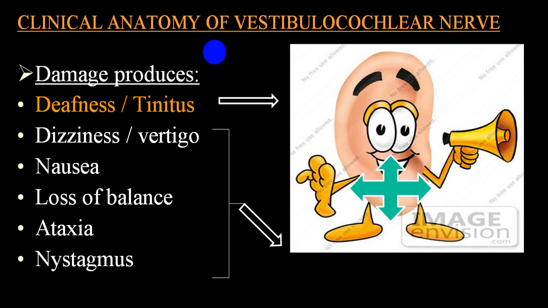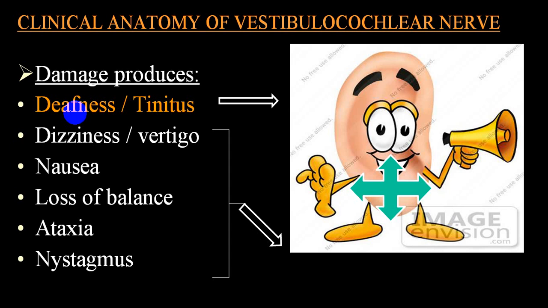So anything which damages the auditory pathway will produce disturbances in the hearing part, which we call deafness, which can be conductive deafness or nerve deafness. If there is damage to the cochlear division, it will be nerve deafness. If there is something happening in the middle ear, it will be conductive deafness. And if there is any disorder in the middle ear disease, it can produce a continuous humming sound we call tinnitus.